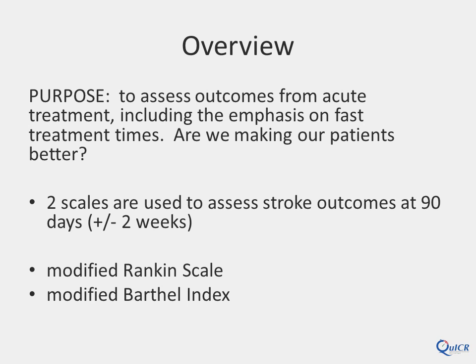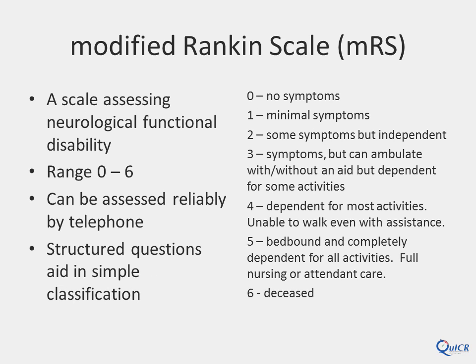Typically, we use two scales to assess functional outcomes for stroke, and the rough time window is around 90 days, and we usually say plus or minus 2 weeks to accommodate patient schedules and clinic scheduling. The two scales that we use are called the modified Rankin Scale and the modified Barthel Index. The modified Rankin Scale is a functional disability scale. Strictly speaking, it assesses neurological functional disability.